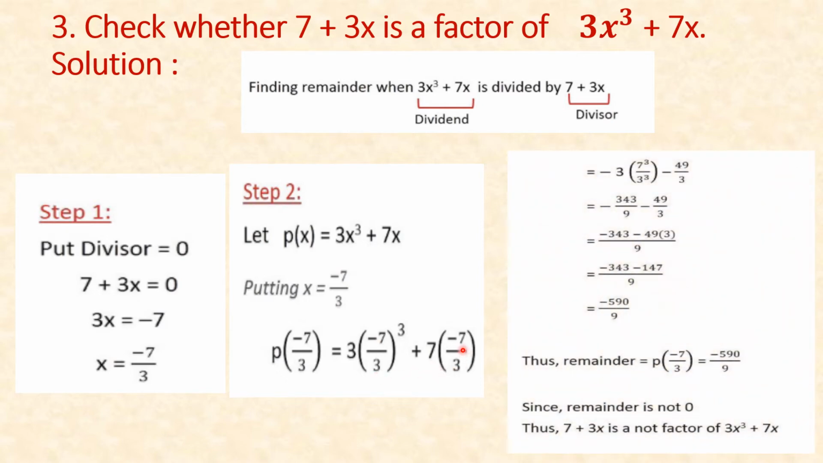Next, what do we do is minus 7 cube divided by 3 cube. So minus 7 cube is minus 7 into minus 7 into minus 7, so it becomes minus 343. And here 3 cube is 27, 3 into 3 into 3, 9 into 3 which is 27. So we get to cancel here. 3 ones are 3, 3 nines are 27. So here we get 9 because we have cancelled here. Minus 49 by 3. So when we further solve it, we get minus 343 minus 147 by 9 and finally we get minus 590 by 9, which is the answer.